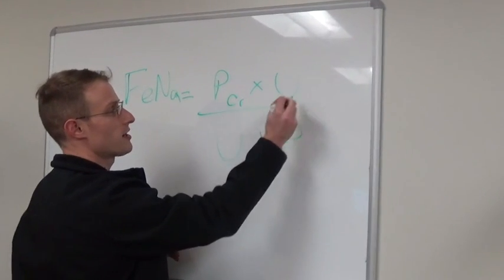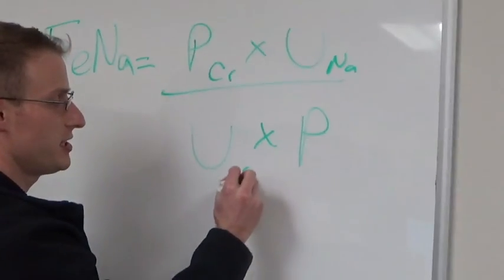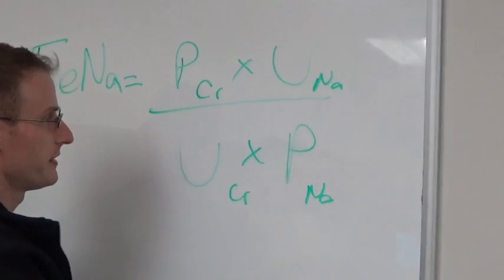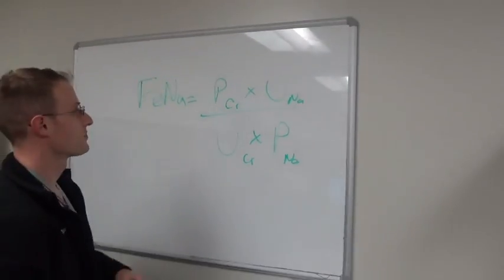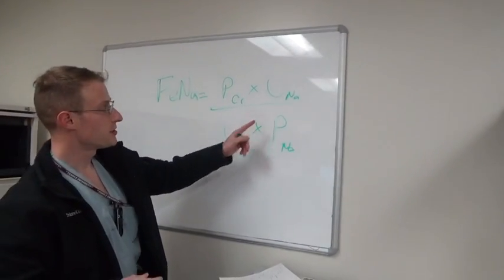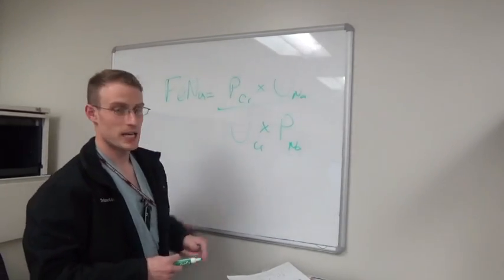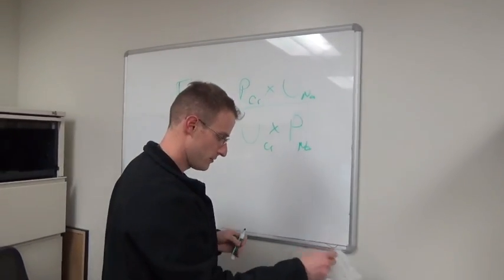So C-R-N-A. And there's your equation for FeNa. Plasma creatinine times urine sodium over urine creatinine times plasma sodium. Okay, keep moving.